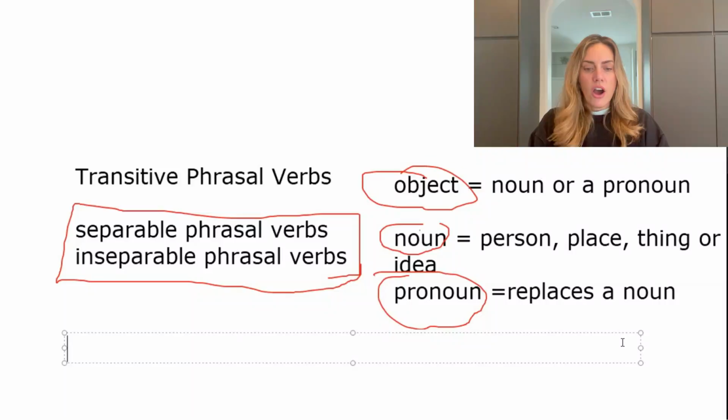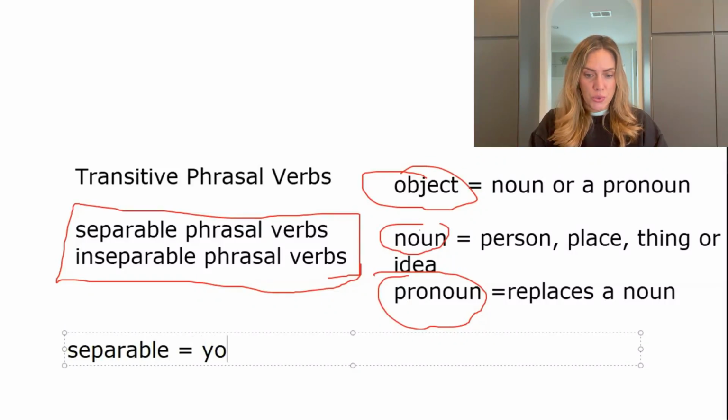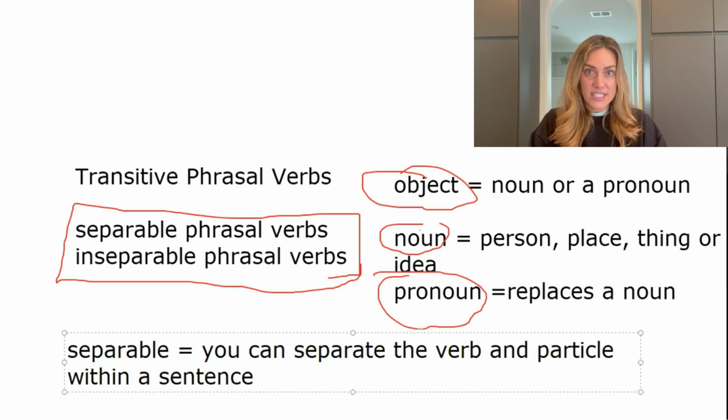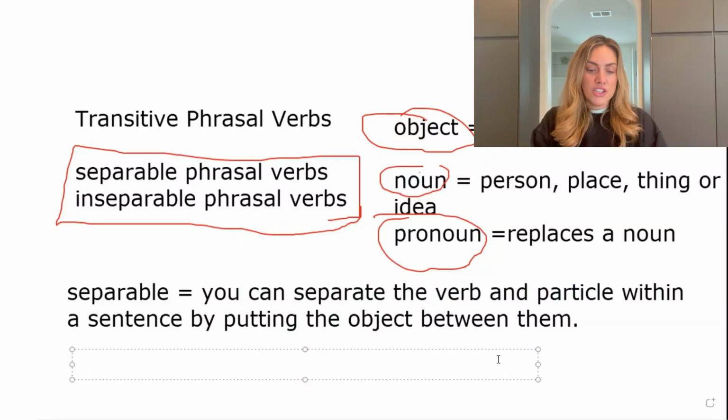What in the world does separable even mean? All right, separable means that you can separate the verb and particle within a sentence by putting the object between them. Okay, let me show you what I mean, and I'll do that with an example. And remember, a phrasal verb has a verb and a particle. Please watch the intro video because it explains all that. A verb and a particle. There's two parts usually. So for example, turn off.